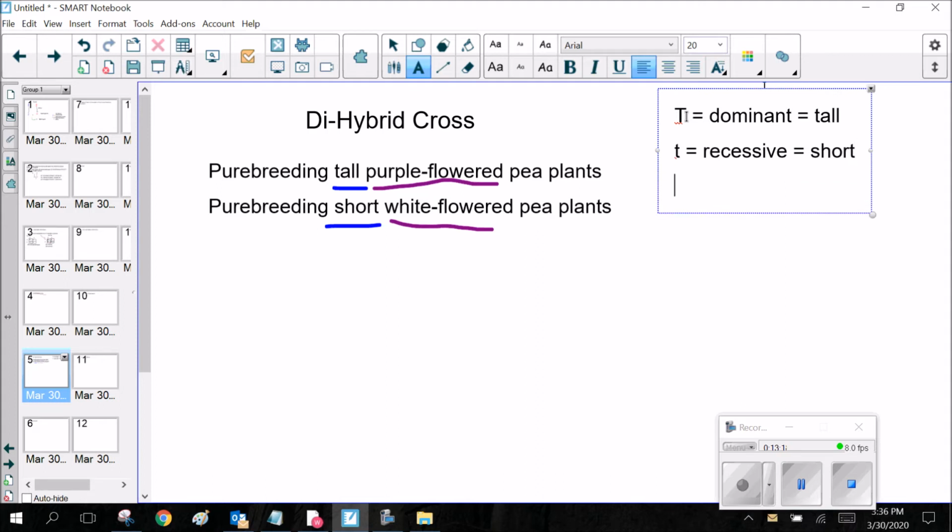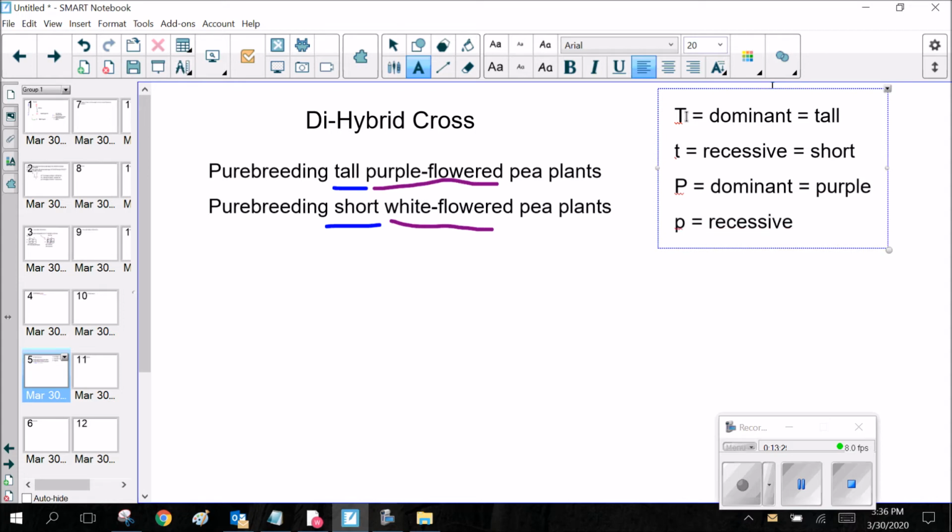And then we're going to do the same for flower color. So big P is going to equal our dominant, and that is going to be purple flowers, and little p is going to equal our recessive, and that is going to equal white flowers. Now, can you do it so that you use a P for purple and a W for white? You can, but for reasons that you might see if you try it, it'll become very confusing. So it's best to use the same letter, just different cases.